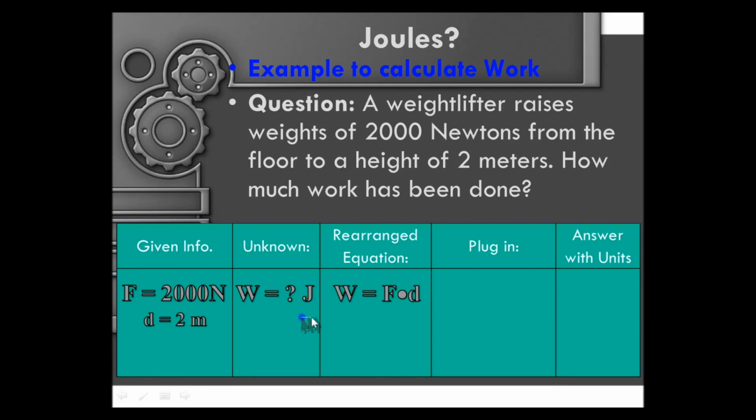Work is force times distance, so we have 2,000 times 2, which is 4,000. And our units have to be in joules.